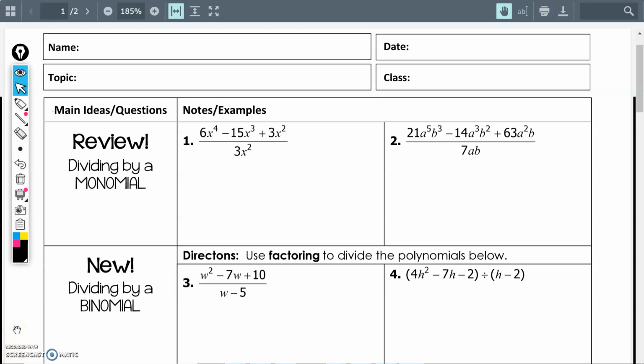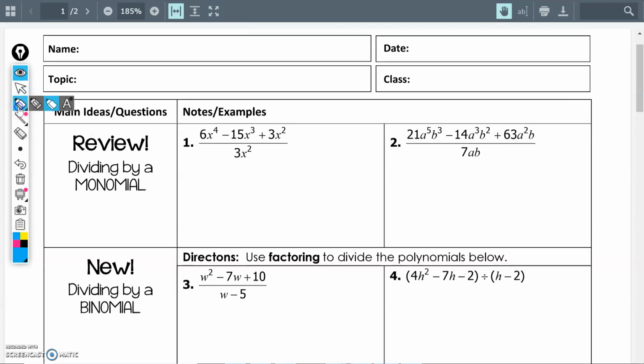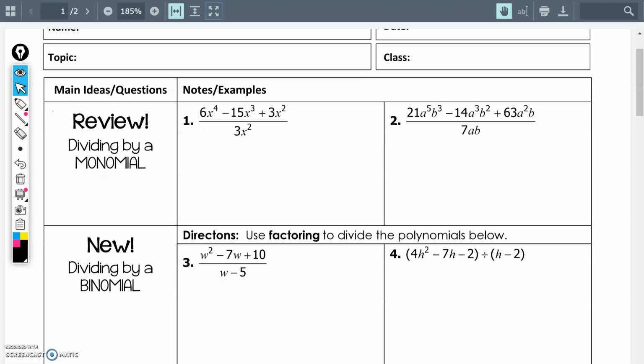Guys, today we are going to divide polynomials not just by a monomial, but by another binomial. Review: we remember that when we divide by a monomial, all we've got to do is split it up just like that, and we'll get three different quotients. But now, since we're dividing by a binomial, there's a couple different methods we could use.